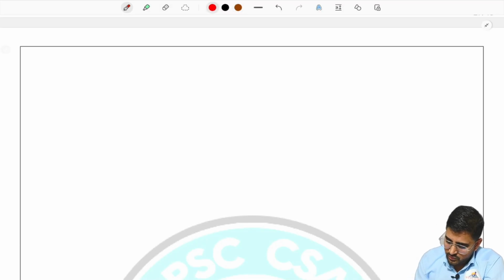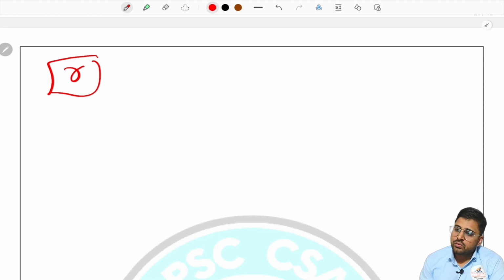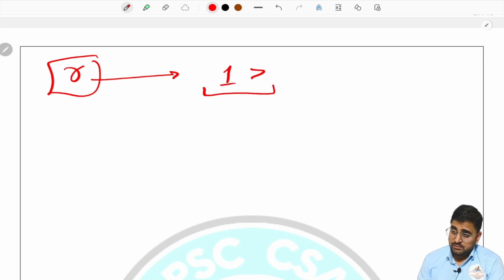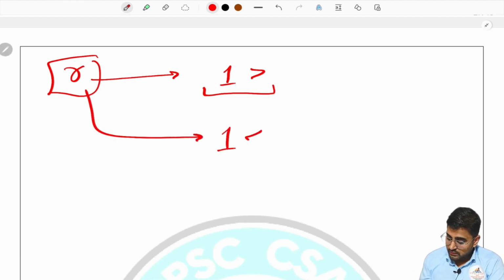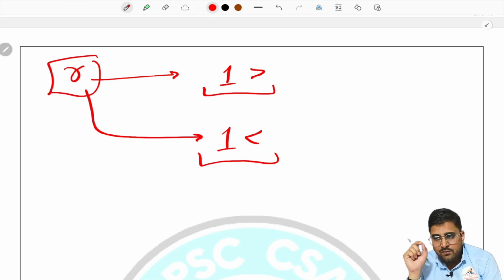Now for the sum of GP, there are two components you have to consider, and the major role is played by r only. R is the ratio. If the ratio is greater than 1, then the formula is something else. If the ratio is less than 1, then the formula is something else. And I will tell you why.